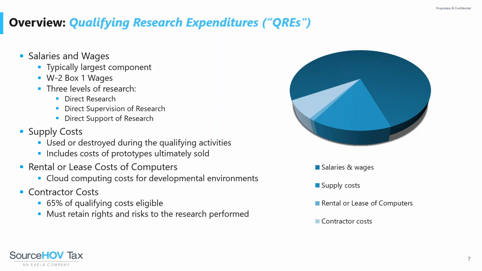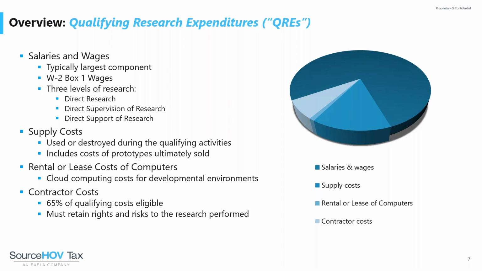So let's say we have 10 projects that we've qualified for the R&D effort, and one of my main software engineers spends 90% of his or her year on this type of development. Then at a very high level, I would be able to qualify up to 90% of their W-2 Box 1 wages and throw it into this salaries and wages pool.